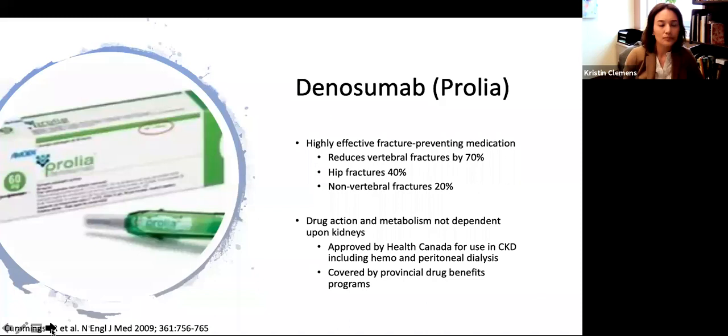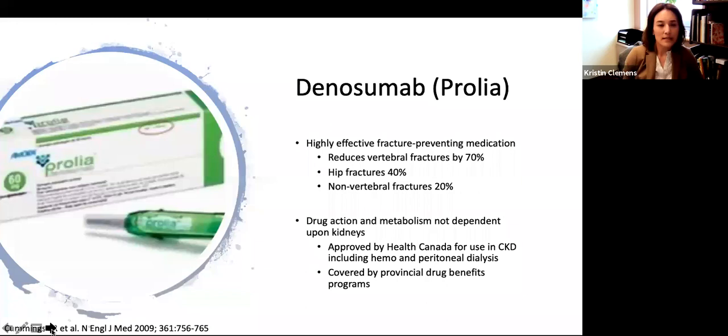So denosumab or Prolia is a medication that has been around for many years, used very substantially in countries like Canada and elsewhere. And we know from clinical trials of people with normal kidneys that it's very effective in preventing fracture. So this medication reduces the risk of back fractures, also known as vertebral fractures, by 70%, hip fractures by 40%, and then non-back fractures, which basically is wrist fractures, by about 20%.